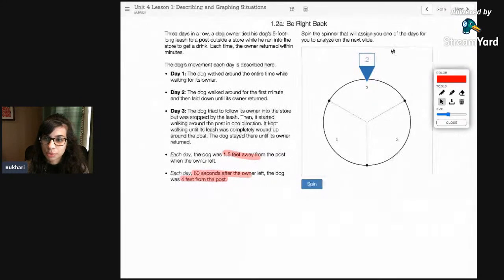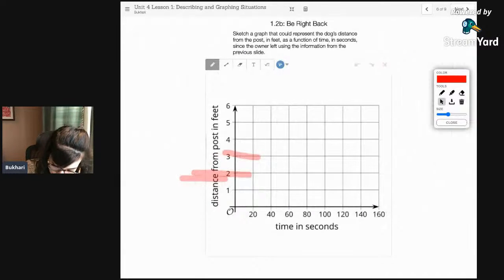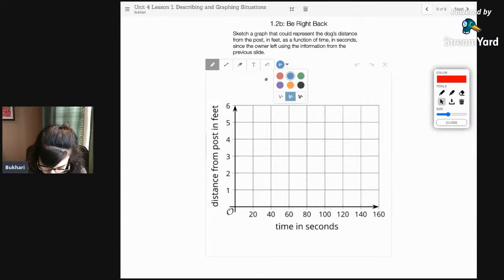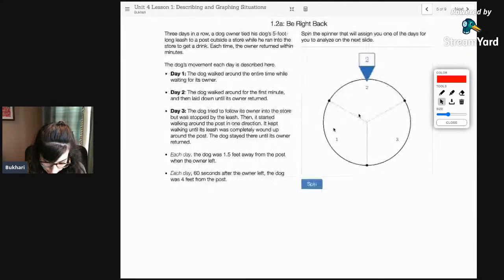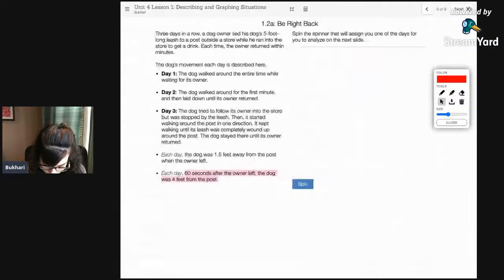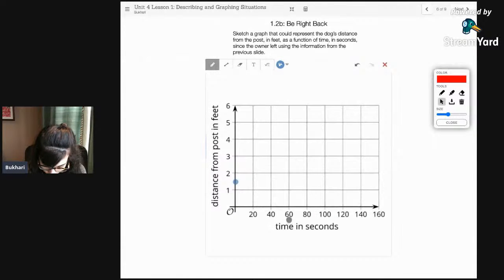Each day, the dog was 1.5 feet away when the owner left. So I know that when the owner left, this dog was at 1.5, right? This is at 0 time. Right as the owner left, the dog is 1.5 feet from the post. I also know that each day, 60 seconds after the owner left, the dog was 4 feet from the post. So I know that at 60 time, the dog was 4 feet from the post. We have 4 feet here.